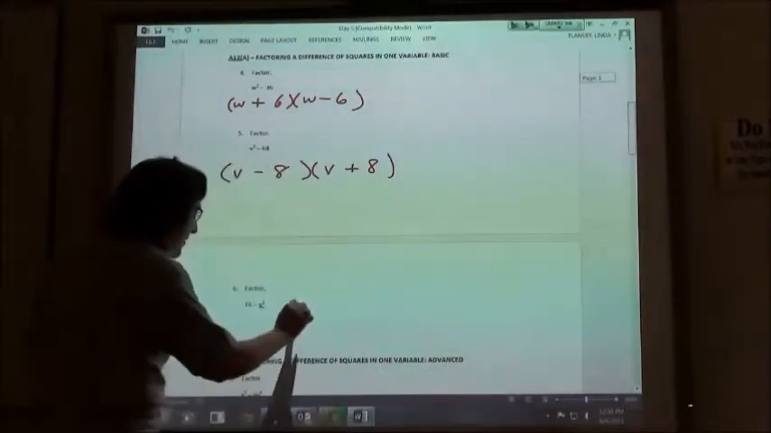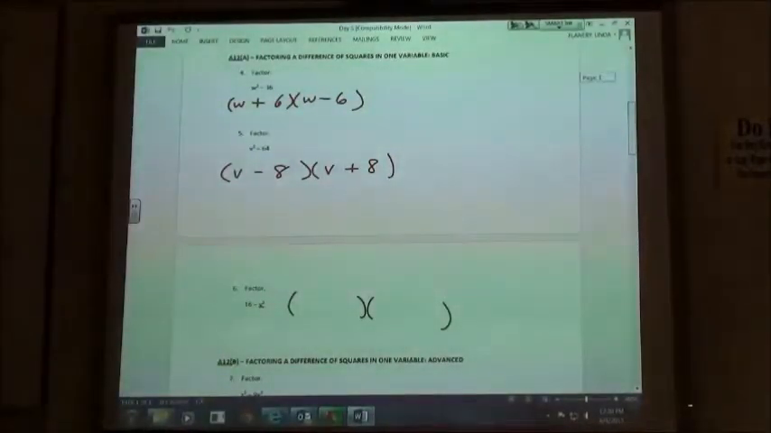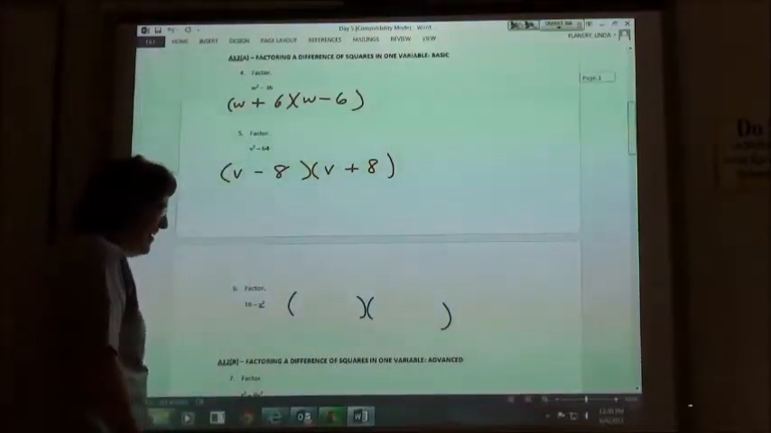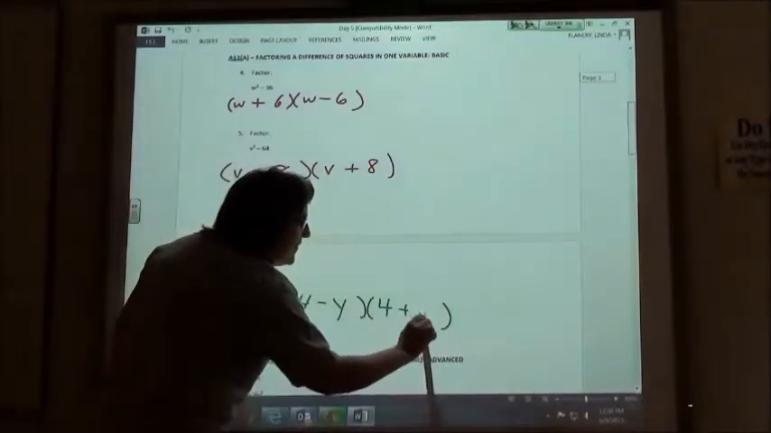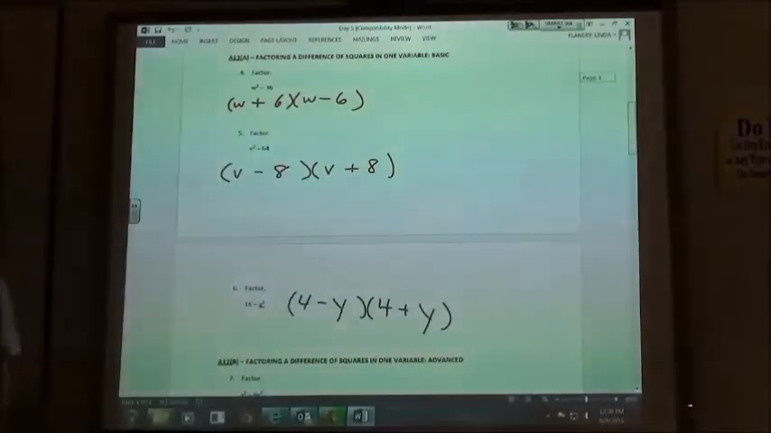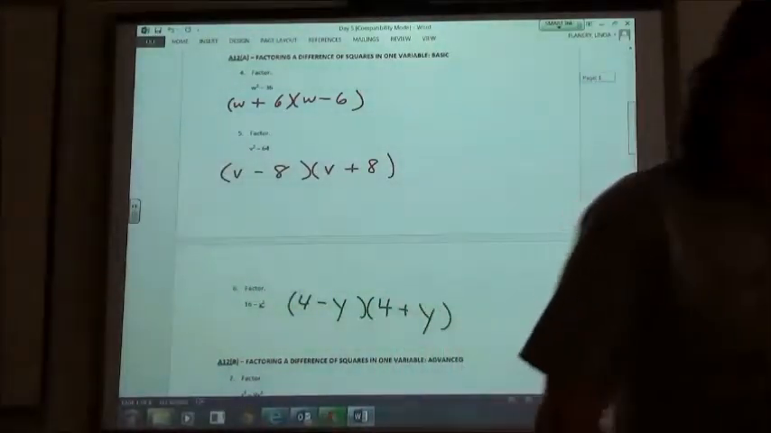Number 6, same thing. They switched the order, but you would want to leave the order as it is because you're probably not going to factor anything that has a negative y squared in it. And so if I factor that, that would factor into 4 minus y and 4 plus y. So factors of 16, 4 and 4. Factors of our y squared, y and y, one with a plus, one with a minus.